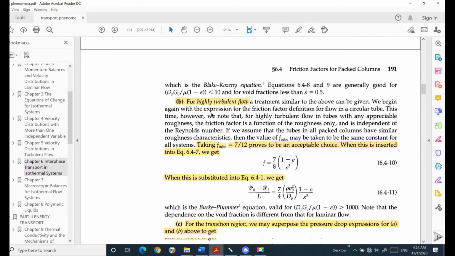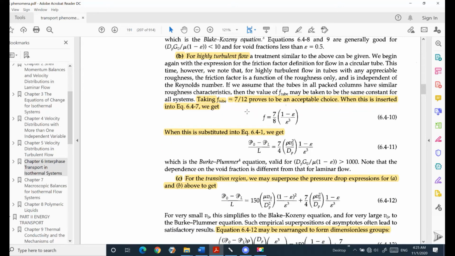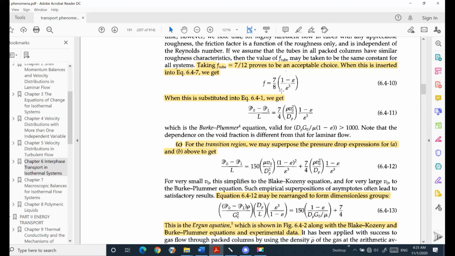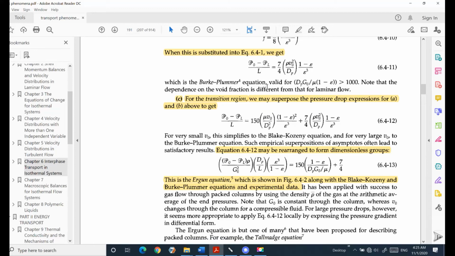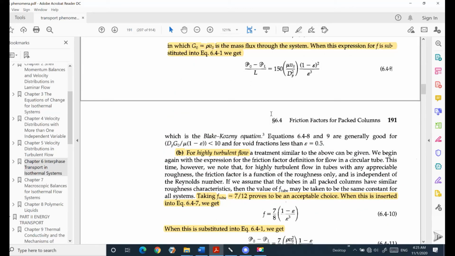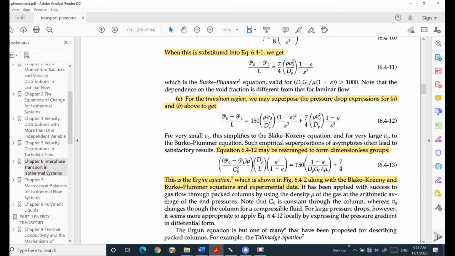For the second case, for highly turbulent flow, we can take f tube as 7/12, and insert it into equation 6.47. We can get that result, and we can take this friction factor calculation and substitute it into 6.41. We can calculate the pressure drop by this formula. But for the transition region, we may sum these A and B two effects. If we sum these two effects for the pressure drop, this relation from here and this effect from here, we obtain that result for the pressure drop calculation.